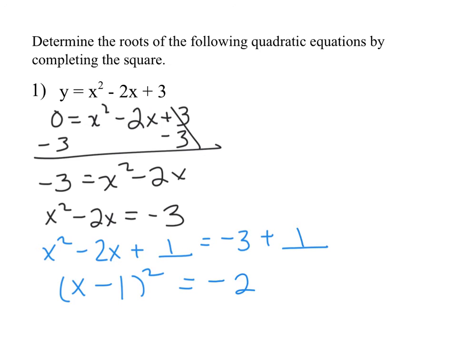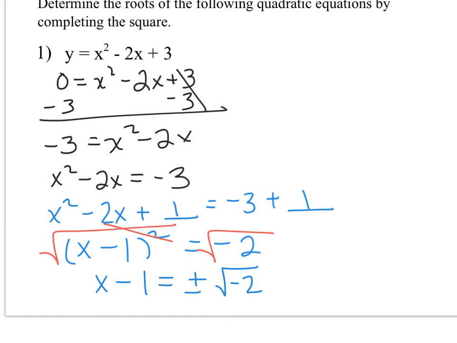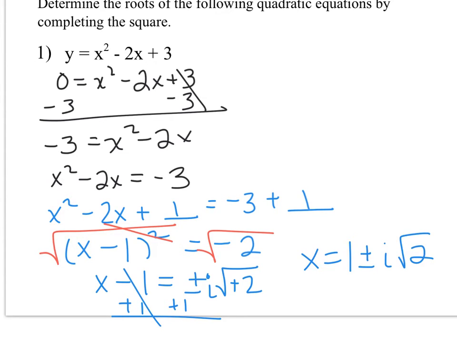Okay, so when we continue this, to solve this, we take the square root of both sides, because this is the perfect square, and that's why we did it. We want to get rid of that square right there, and we're left with x minus 1 equals plus or minus the square root of negative 2. Simplifying this, pretty straightforward, plus i, and we do plus 1 to both sides. So x equals 1 plus or minus i radical 2. And this is the same question as yesterday, and they should be exactly the same.